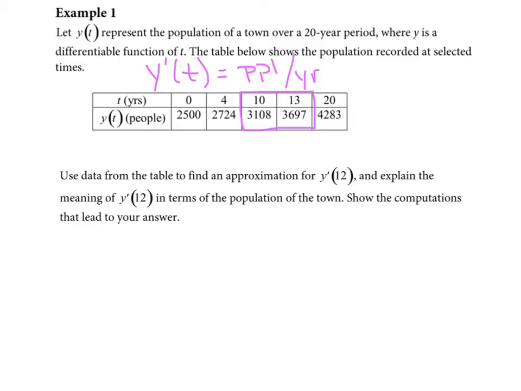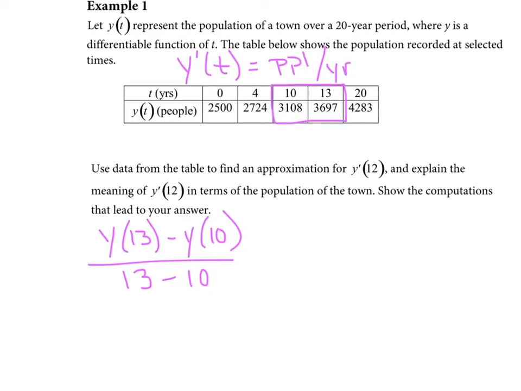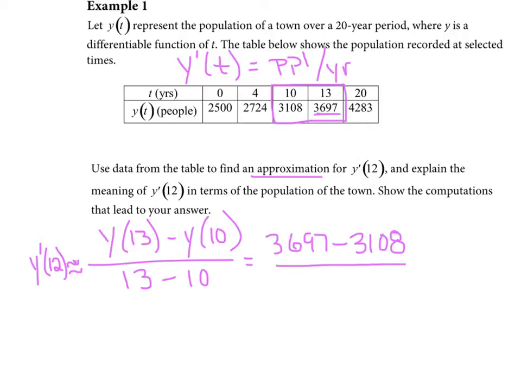And what I'm thinking is y of 13 minus y of 10 divided by 13 minus 10. And you know what I'd like to do is put y prime of 12 is approximately, I'm going to get my little squiggly sign in there. And we don't want to use an equal sign, we just want to use an approximation sign. Equals, of course, y of 13 is going to be that 3,697 number minus 3,108 divided by 3. And now we just got to do a little subtraction and division.